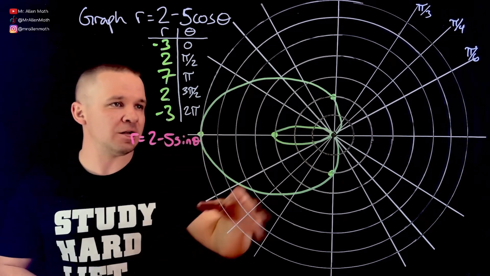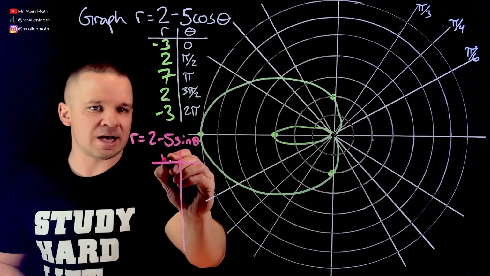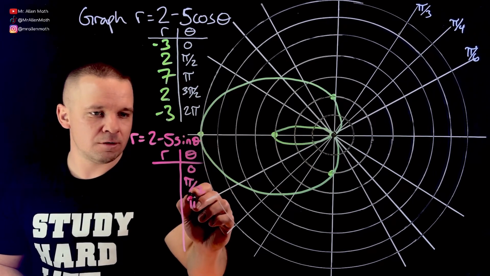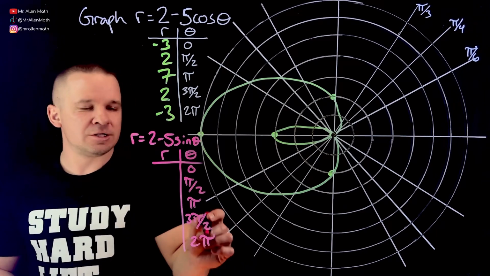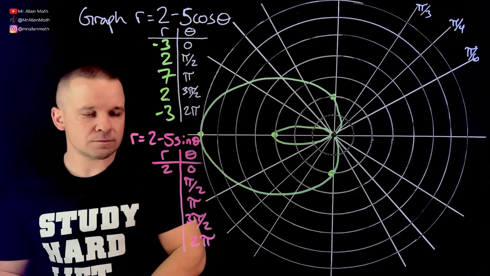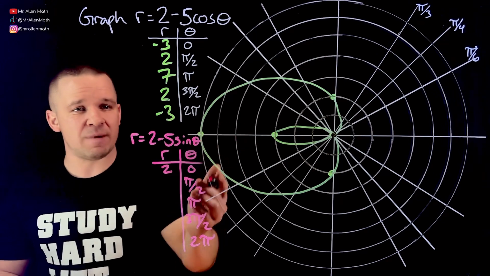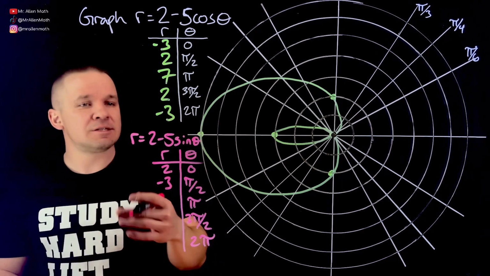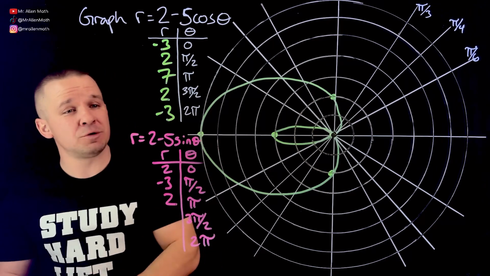Based on what we're talking about, it should go down, right? So let's fill out our T-chart here for the sine. We've got r, we've got theta: 0, pi over 2, pi, 3 pi over 2, and 2 pi. When I plug in 0 for sine, I get 0, so r is going to be 2. When I plug in pi over 2, that's positive 1 on my unit circle, so 2 minus 5 is negative 3. When I plug in pi, sine of pi is 0, so we're back at 2.